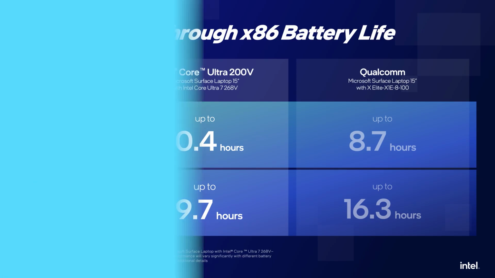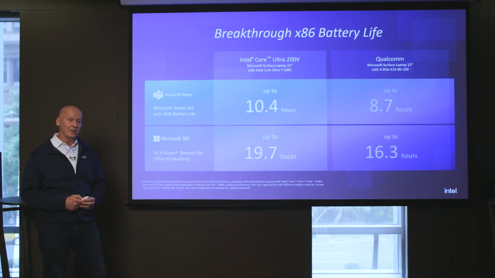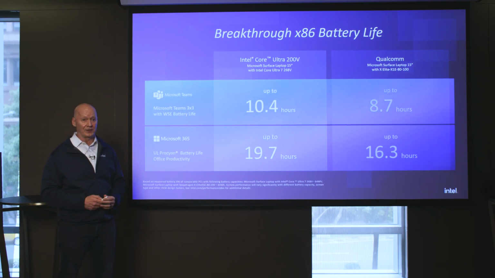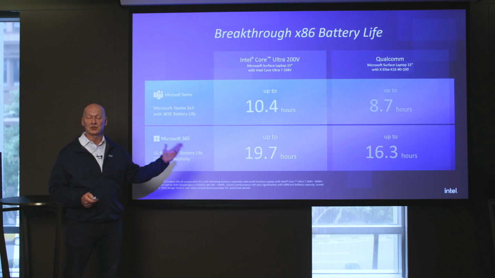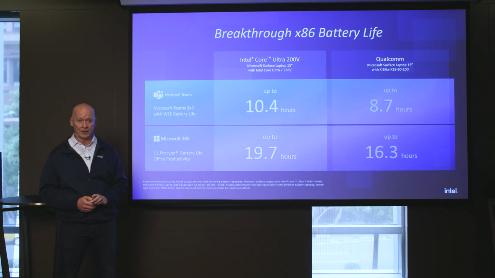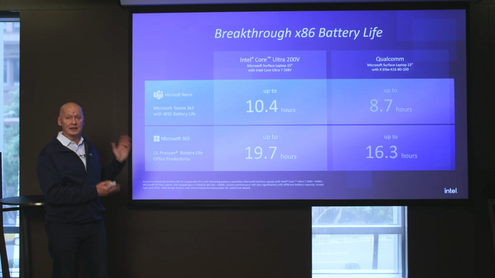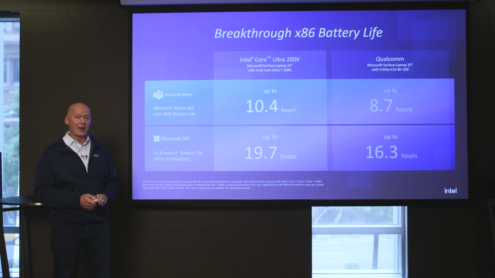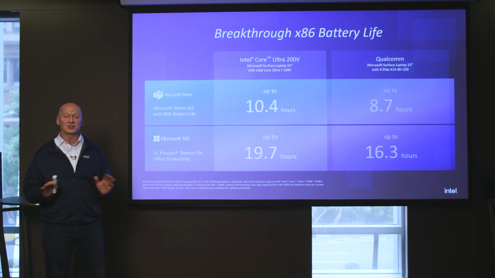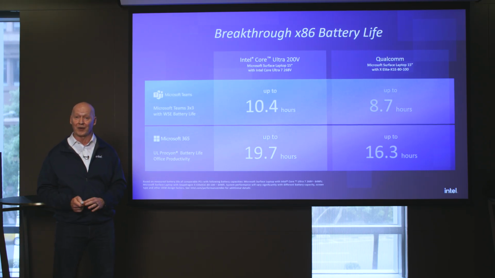And when you run the UL Procyon Battery Life Office Productivity Benchmark, we deliver almost 20 hours of battery life versus the competition, which delivers 16.3 hours of battery life. So this platform is the industry leader in battery life and power efficiency. We're really proud of this, and we've destroyed the myth that x86 cannot be power efficient.